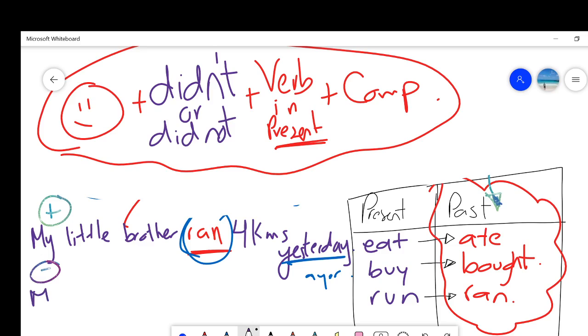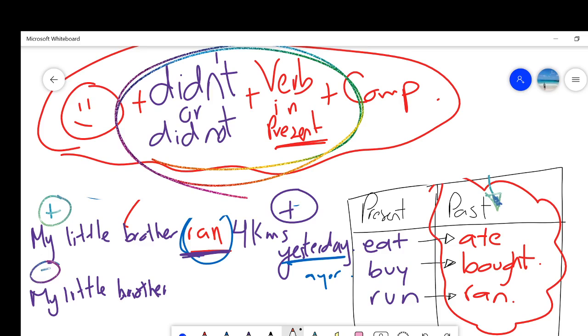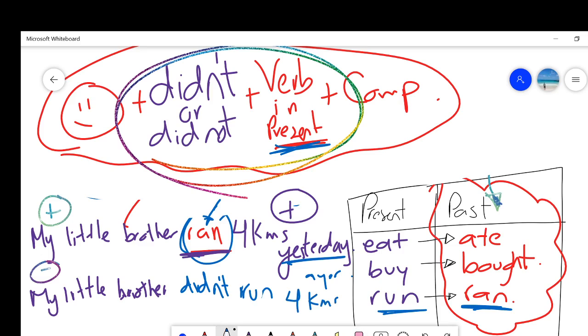So we say, my little brother, mi hermano el pequeño, my little brother, corrió. Aquí es en pasado y está en affirmative. Si yo quiero decir que no corrió, I will have to use this structure that I have over here. So I need to say, my little brother didn't, y el pasado, ya acuérdense que es ran, ¿ok? Este de acá, but I have to use now present. So I say, my little brother didn't run 4 kilometers yesterday. ¿Y qué significa eso de allá? Mi pequeño hermano, mi hermano el pequeño, no corrió 4 kilómetros ayer, ¿ok?